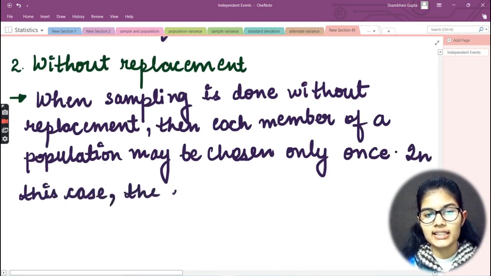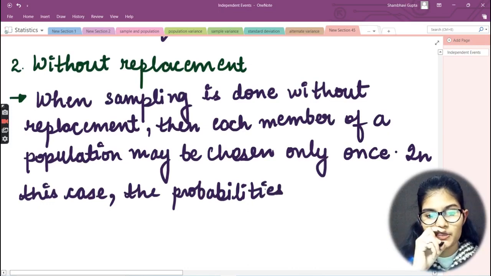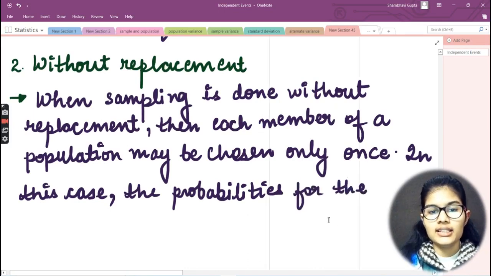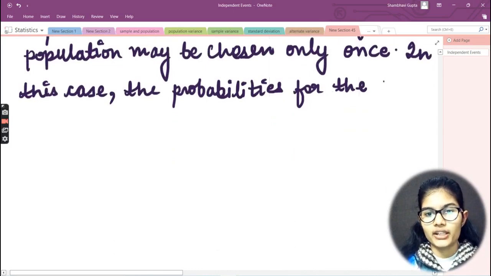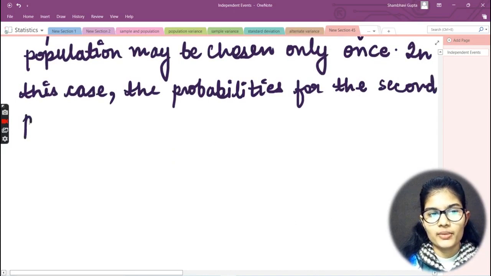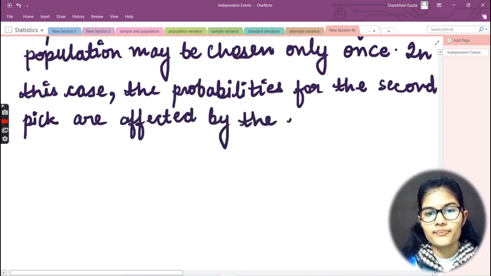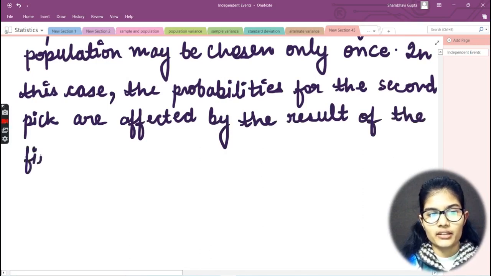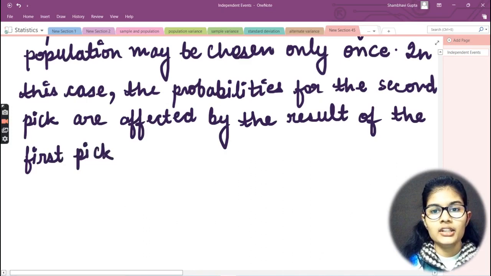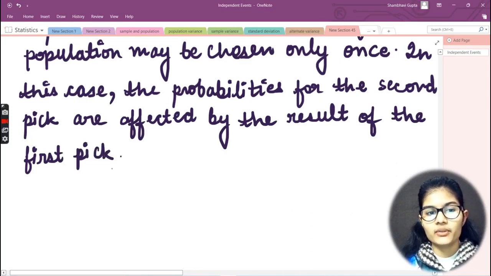Now in this case, the probabilities for the second pick are affected by the result of the first pick.